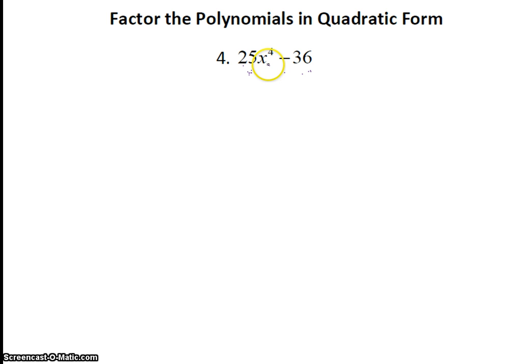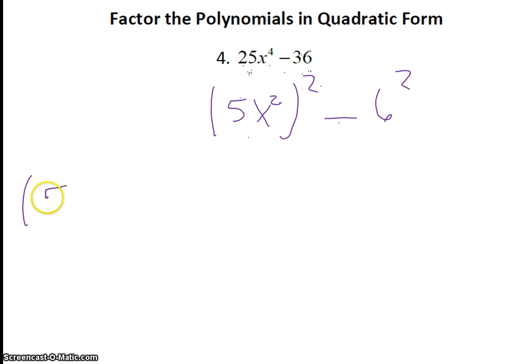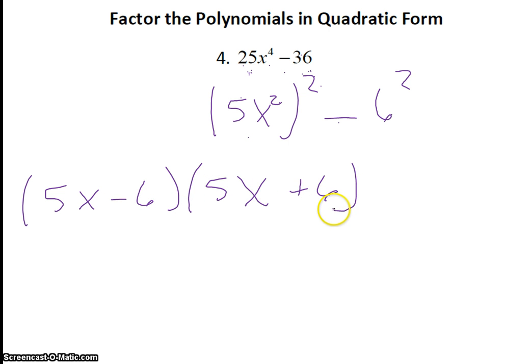So 25x to the 4th is really 5x squared squared, so here's my a, minus 6 squared. So that's my b. So I have a perfect square, because remember you distribute your exponents, minus a perfect square. So this factors as 5x squared minus 6 times 5x squared plus 6. So that's when you have a perfect square minus a perfect square. Oops, sorry, it's 5x squared.